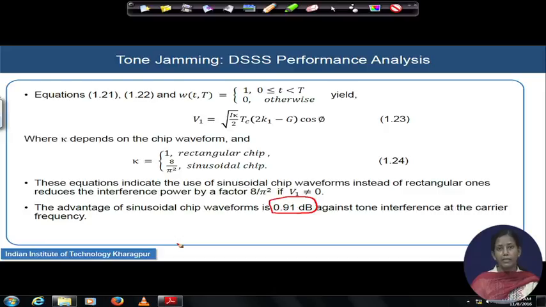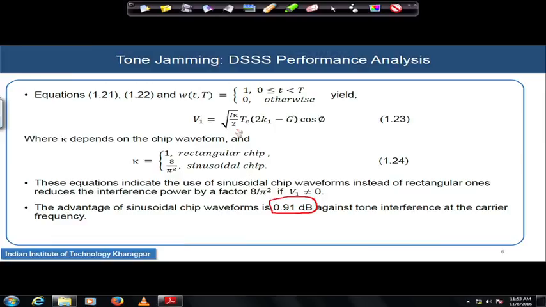So, you will get an additive advantage of around 1 dB over the rectangular chip design. By designing the chip, choosing the chip waveform, you can have a gain over the jammers. You have a gain over the jamming interference compared to the rectangular chip.